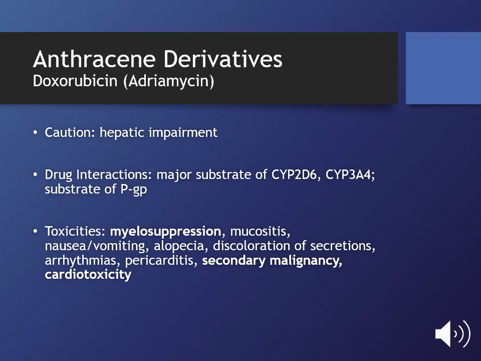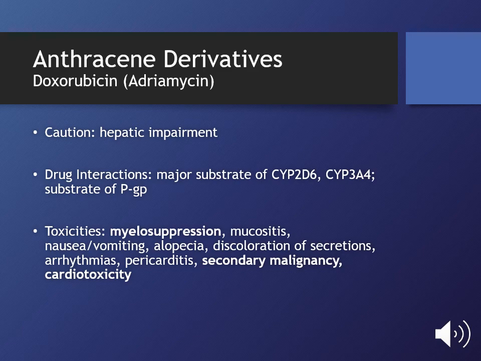Some of the common toxicities include myelosuppression, mucositis, nausea, vomiting. We can also see discoloration of secretions. So usually tears, sweat, urine may change to a pink or orange color. Patients can develop secondary malignancies. In other words, a second cancer can develop after receiving this particular agent, and it's typically leukemia that we see develop years after getting doxorubicin.